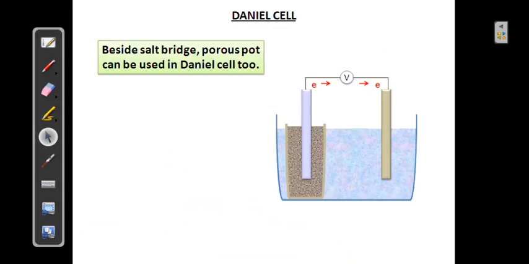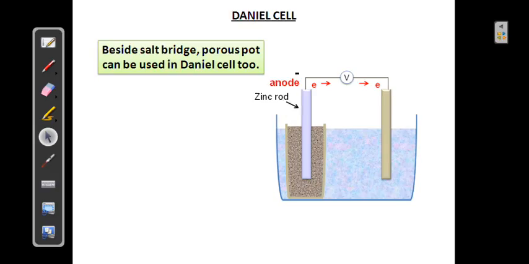And another way in this Daniell cell to do its function, besides the salt bridge, a porous pot can be used. So this porous pot acts the same as the bridge. It will keep all the solutions in contact, but allow ions to travel. It performs the same function.